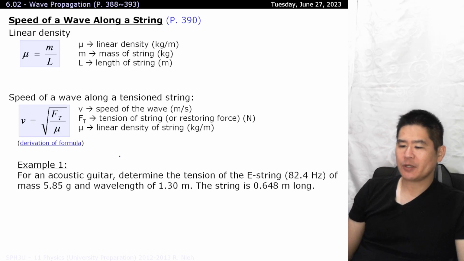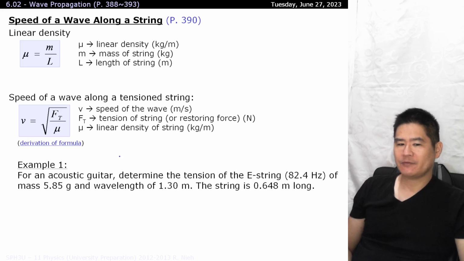Let's go through this example here. For an acoustic guitar, which I actually measured in real life, determine the tension of the bass E string, which resonates at 82.4 hertz, and it has a mass of 5.85 grams when I measured it, and the string is physically 0.648 meters long, from the bridge to the neck of the guitar.